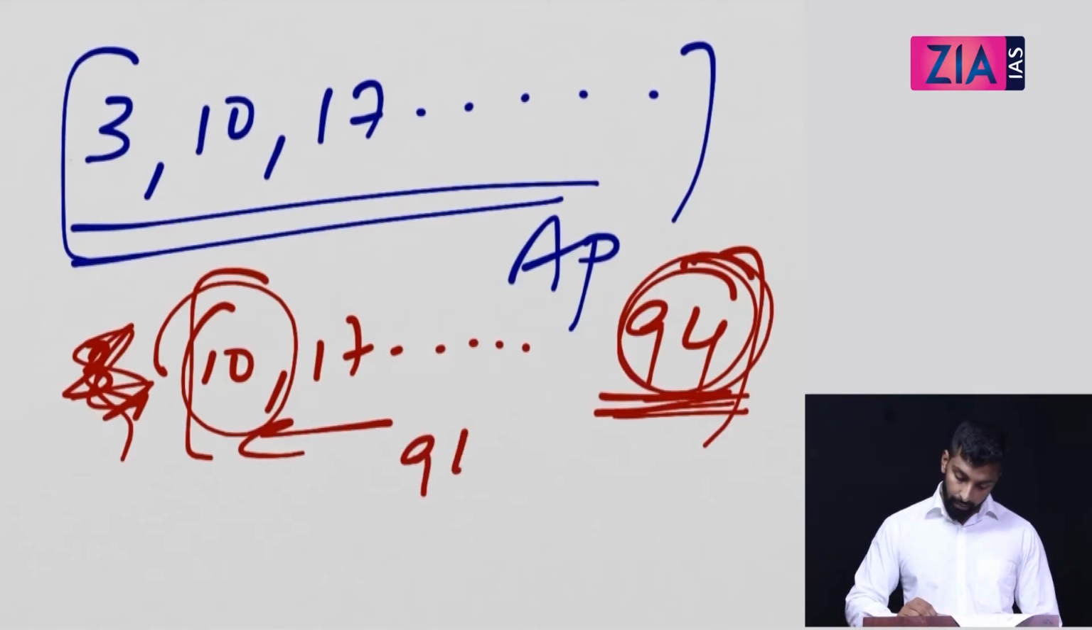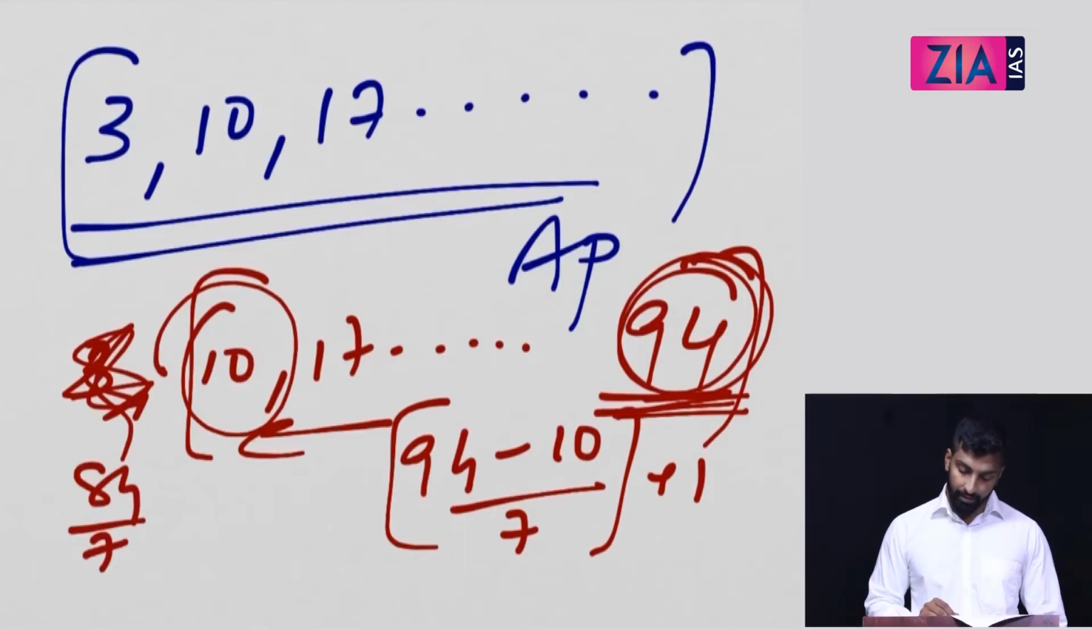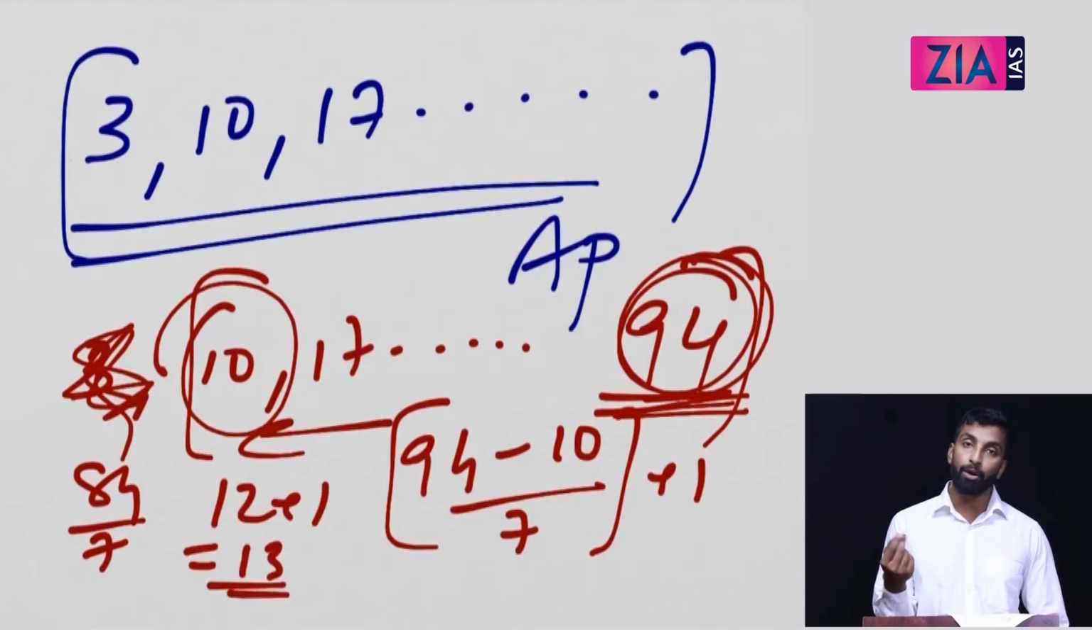So 94 minus 10 divided by common difference, which is 7, plus 1. Last minus first divided by common difference plus 1, right? So you get 84 divided by 7, which is 12. So 12 plus 1 is equal to 13. So you have number of terms 13.